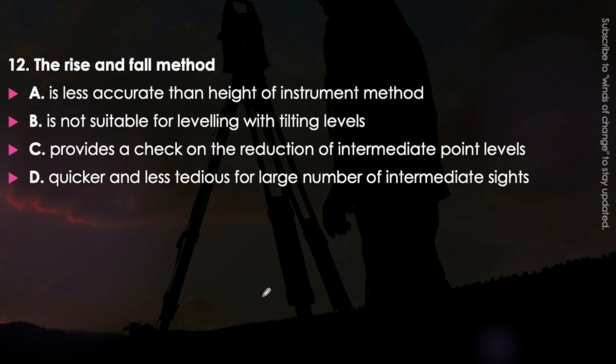Okay. Next question. The rise and fall method is less accurate than height of instrument method, is not suitable for leveling with a tilting level, provides a check on the reduction of intermediate point levels, or is quicker and less tedious for a large number of intermediate sights.